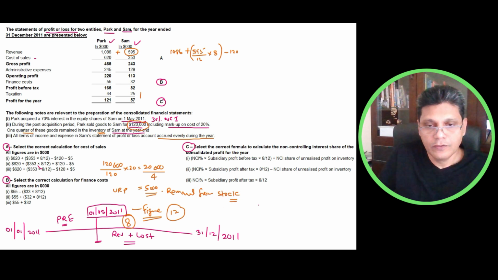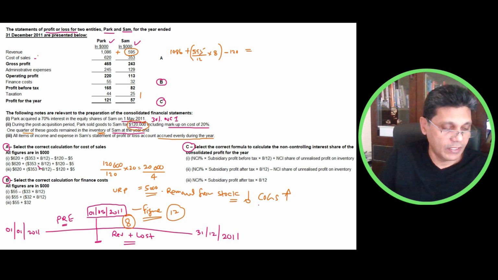So when you reduce stocks, your cost of goods sold will increase, right? When you deduct this unrealized profit, your cost of goods sold will increase. So that adjustment has to be made here in the cost of goods sold. Now here, straight away, you can take the revenue part: 1086 plus 595 divided by 12 times 8 is going to be 396, minus 120, that will be 1362.